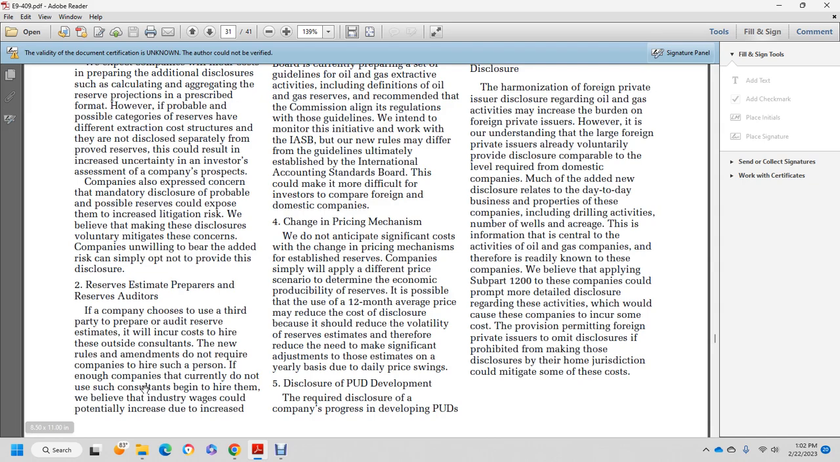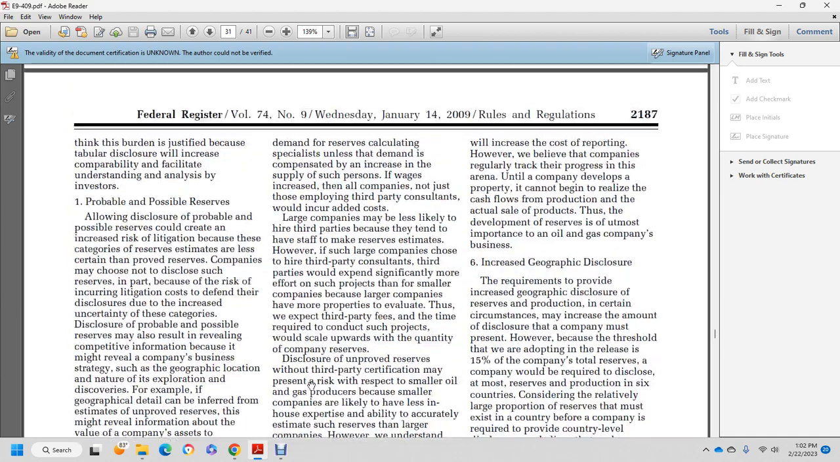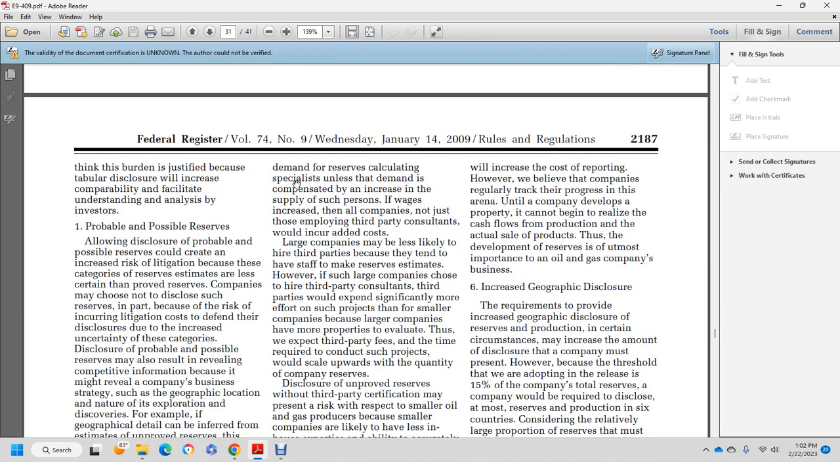Enough companies currently do not hire a consultant to begin with, so the industry wages could potentially increase due to increased demand for reserve calculating specialists. The demand would then be compensated by an increase in supply with the increase in personal wages. Then all the companies, not just those employing a third-party consultant, would incur the added cost.